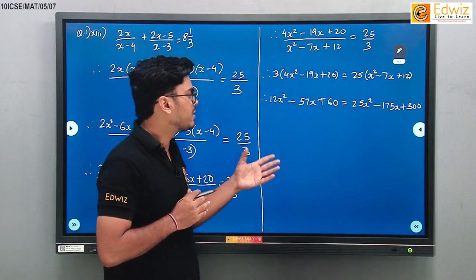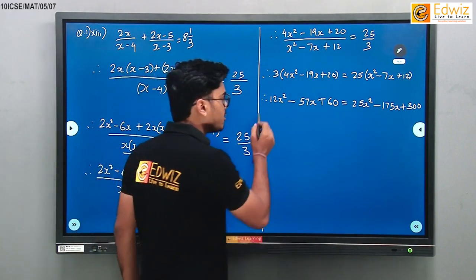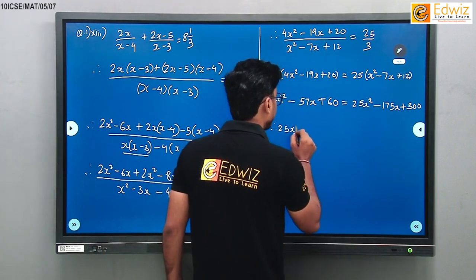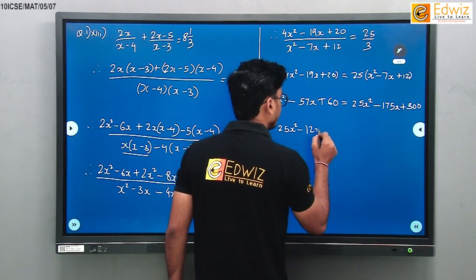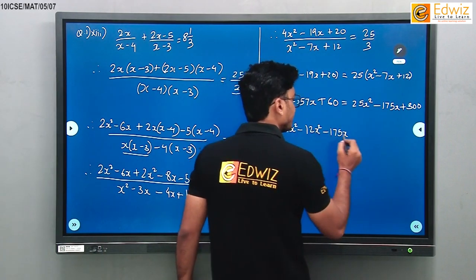Now once again what we will do is bring everything on one side, so that on the other side only 0 is left. I'll send these three terms to that side: 25x square minus 12x square and minus 175x plus 57x.